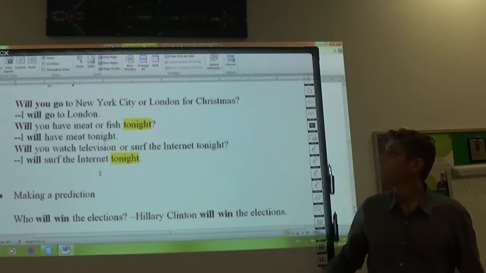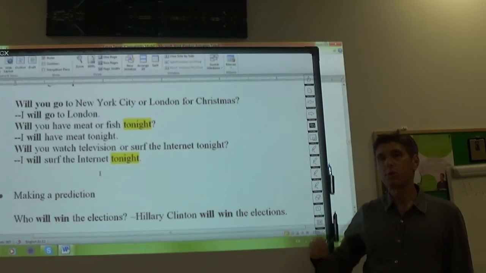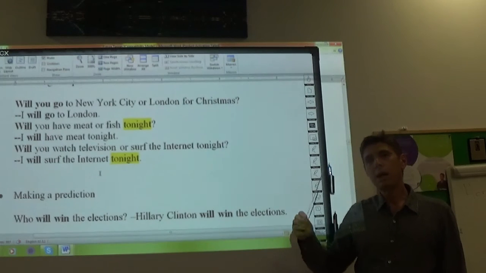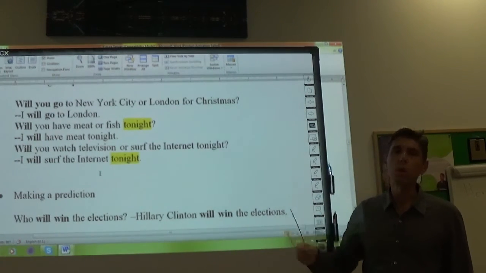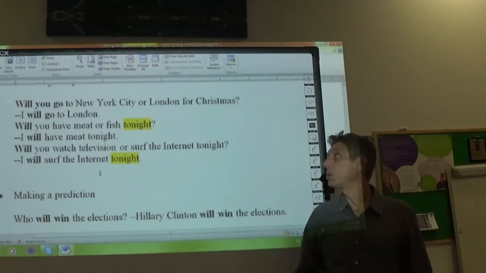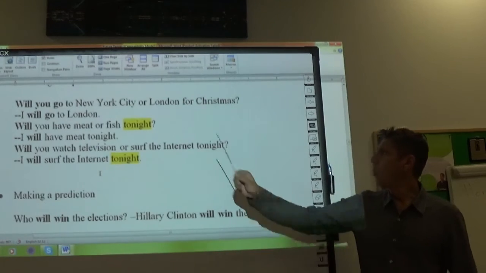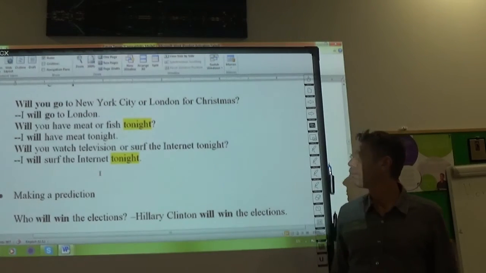Somebody asks you, will you go to New York City or London for Christmas? You see, now you have 2 options, New York City or London. Okay, when you make up your mind, you announce which option you've chosen by using will. So you might say, I will go to London. Or another question that you might hear is, will you have meat or fish tonight? Okay, and you reply using will. I will have meat tonight.